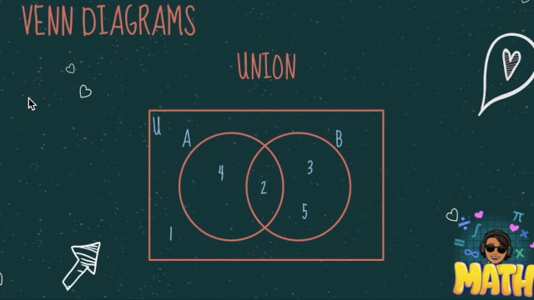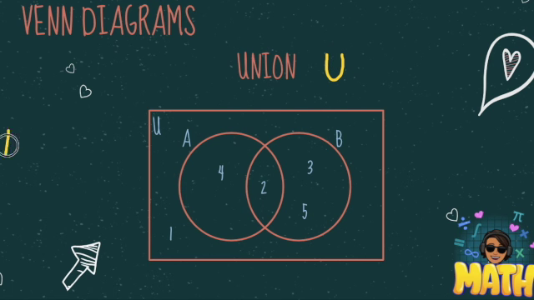Now we're going to see the different operations between sets. We're going to start with the union, and we're going to use Venn diagrams to see what that represents. When we talk about the union between two sets, we're going to take into account all the elements that belong to one set or the other set, or that belong to both sets. The union we're going to represent using this symbol, right?